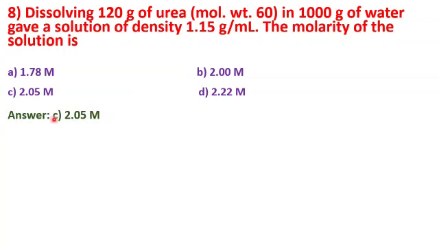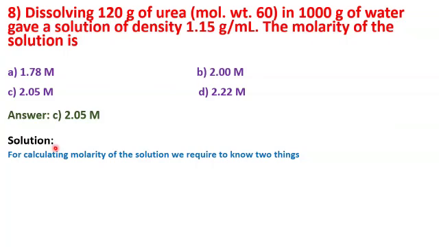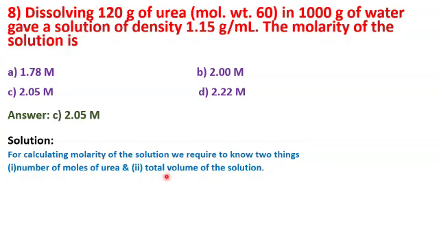How can we calculate this? For calculating the molarity of the solution, first we need to know two things: the number of moles of urea and the total volume of the solution. Because you know the formula of molarity: molarity is equal to number of moles of the substance divided by total volume of the solution in liters.